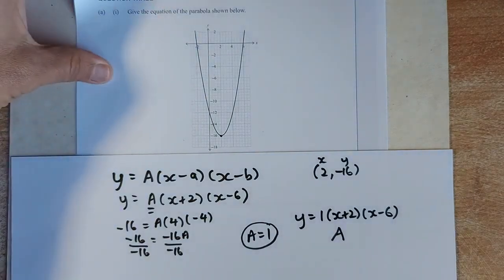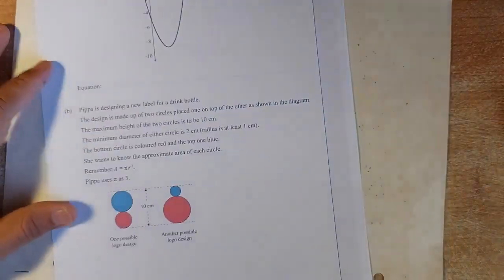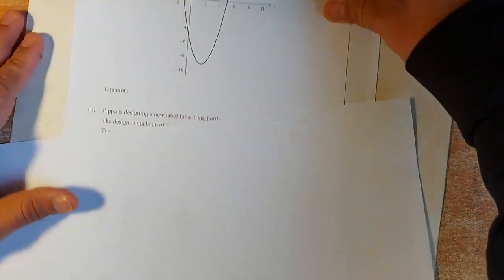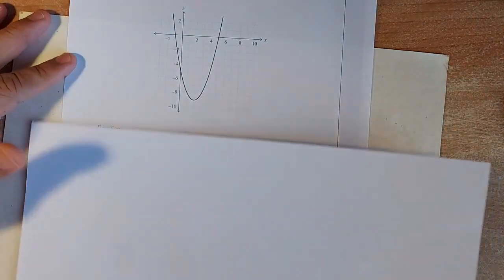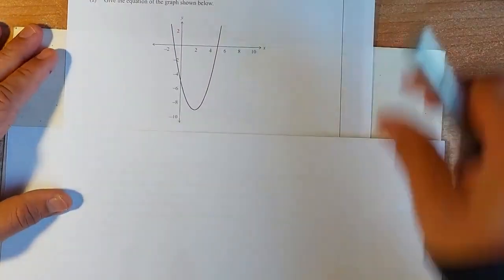Okay, we shall look at the next year, the 2018 NCEA exam. So it looks similar. So now we are going to use the other method. The other method is looking at the minimum point. So we shall look at the equation now.